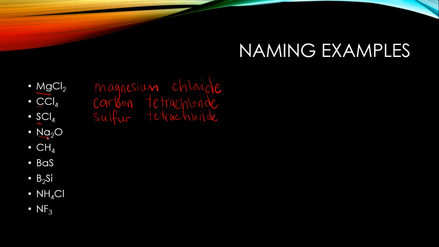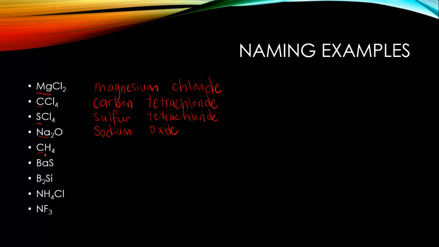On the next one, sodium. Sodium is a metal. I know because if I look at the periodic table, it's way on the left-hand side. So that's going to be ionic, so I don't want any of the prefixes. So I just simply name my two elements, sodium, and then oxygen would get switched to oxide.